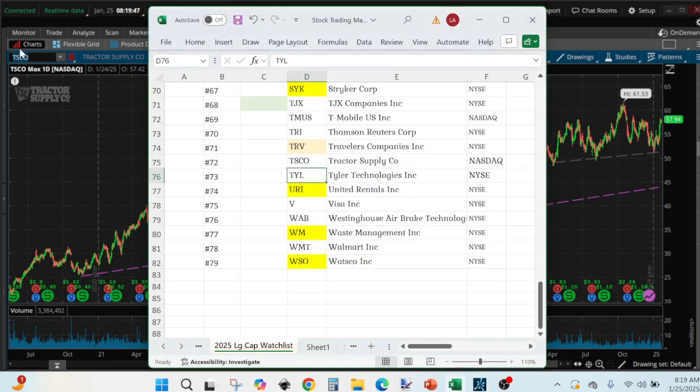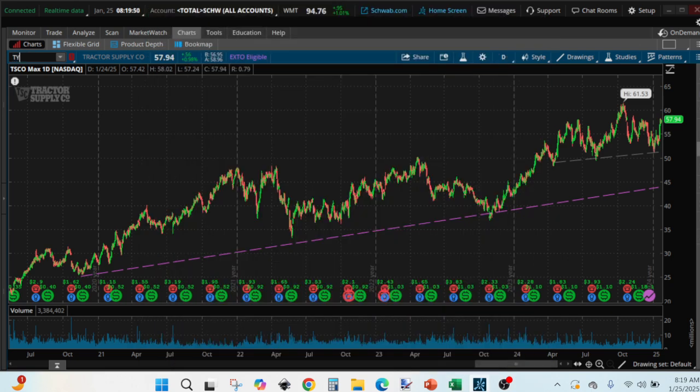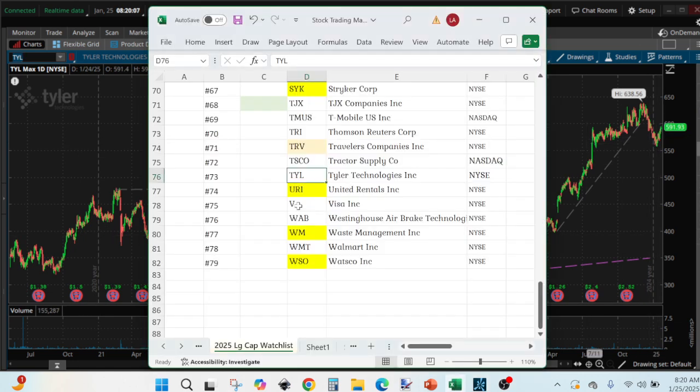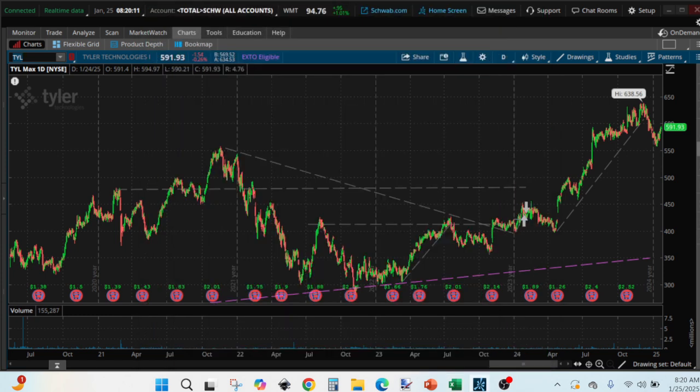The next one is TYL. For TYL, we like to buy at this trend line, but right now it is far away from it. The next one is URI.